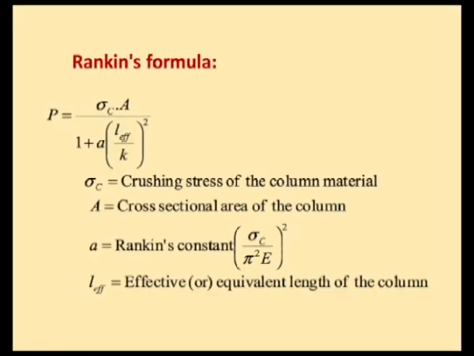Then small a in the denominator represents Rankine's constant. Rankine's constant will also be given in the problem, which depends on the material of the column, and if it is not given, we can compute it using the formula sigma c by pi squared E, where sigma c we have already defined as the crushing stress of the material. So, sigma c by pi squared E will help in finding Rankine's constant.